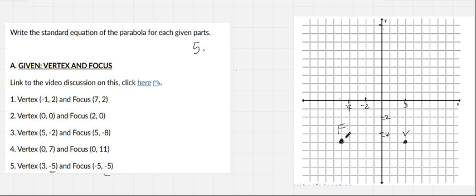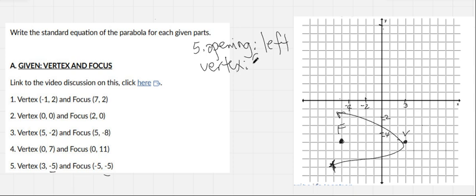Looking at that, going from the vertex towards the focus, we are moving to the left. So the opening of the parabola will also follow that, it's opening to the left. Next, we are to find the vertex, but we are already given the vertex as (3, negative 5). And for our a, we simply count the number of units from the vertex going to the focus: 1, 2, 3, 4, 5, 6, 7, 8. So our a is 8.